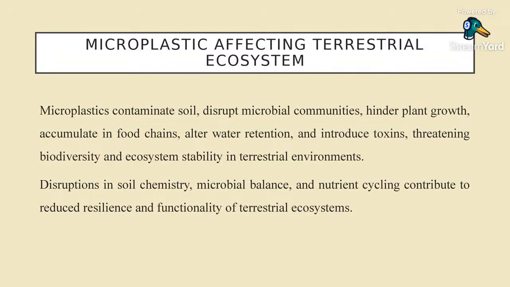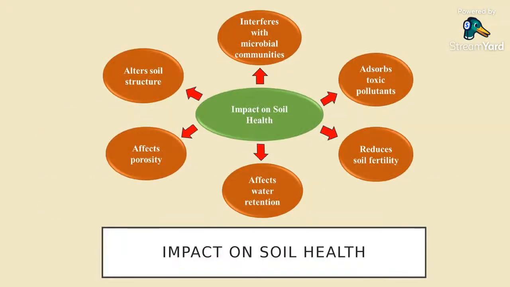Now, disruption in soil chemistry, microbial balance, and nutrient cycle. We also know that various nutrients are cycled through soil, like the carbon cycle and other cycles, which are connected with biodiversity as well as the ecosystem. So that is also contributing here to reduced resilience and functionality of terrestrial ecosystems.